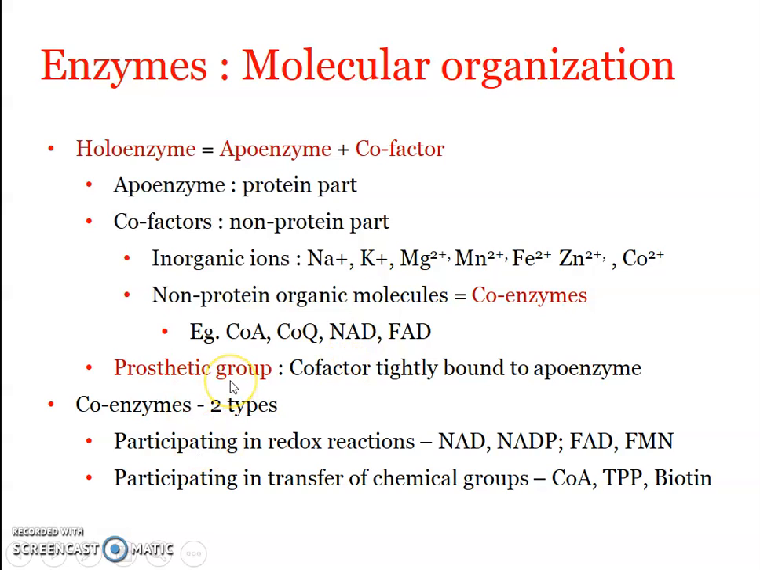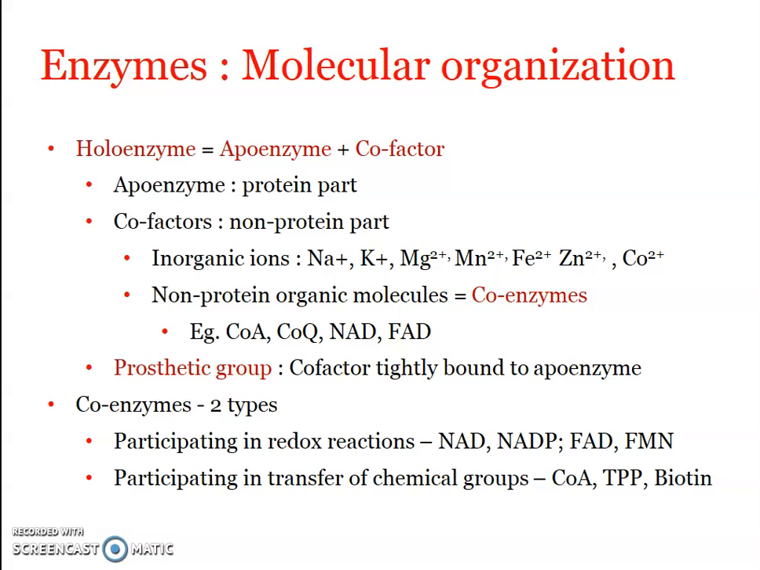But a prosthetic group is not like that. The prosthetic group is the coenzyme part which is tightly bound to the apoenzyme, and the example is the iron porphyrin complex found in hemoglobin. So those are prosthetic groups, right? So it always remains together.